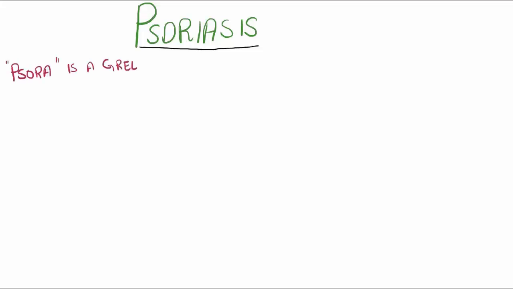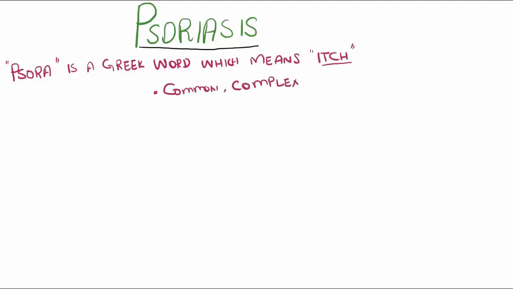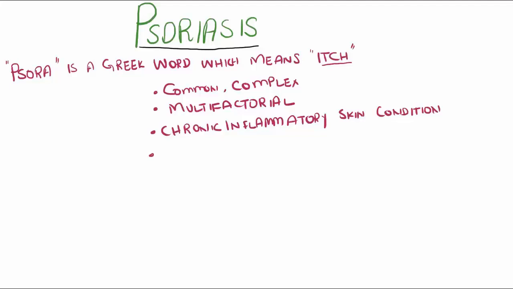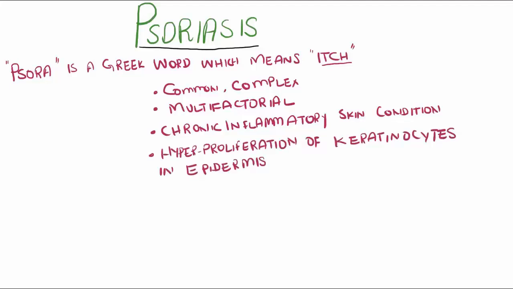Psoriasis. Psora is a Greek word which means itch. Psoriasis is a common but complex and multifactorial skin disease. It is a chronic inflammatory skin condition that involves hyperproliferation of the keratinocytes in the epidermis, with an increase in epidermal cell turnover rate. Now, what are the causative factors?